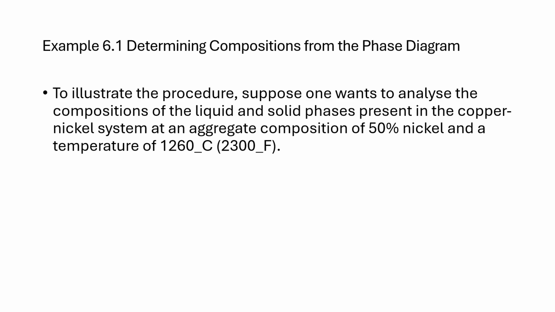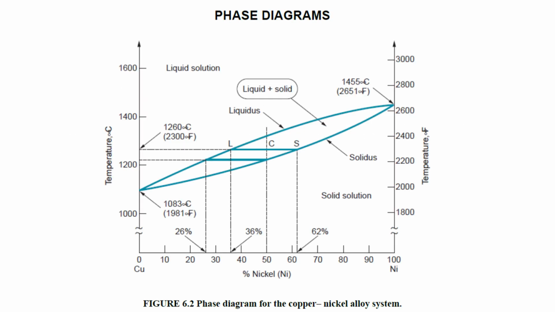Suppose that one wants to analyze the compositions of the liquid and the solid phases present in the copper-nickel system at an aggregate composition of 50% nickel and a temperature of 1260 degrees Celsius, or 2300 Fahrenheit. So we need to find that. Now all the lines are there, but we are going to go in steps to see how we can find that.